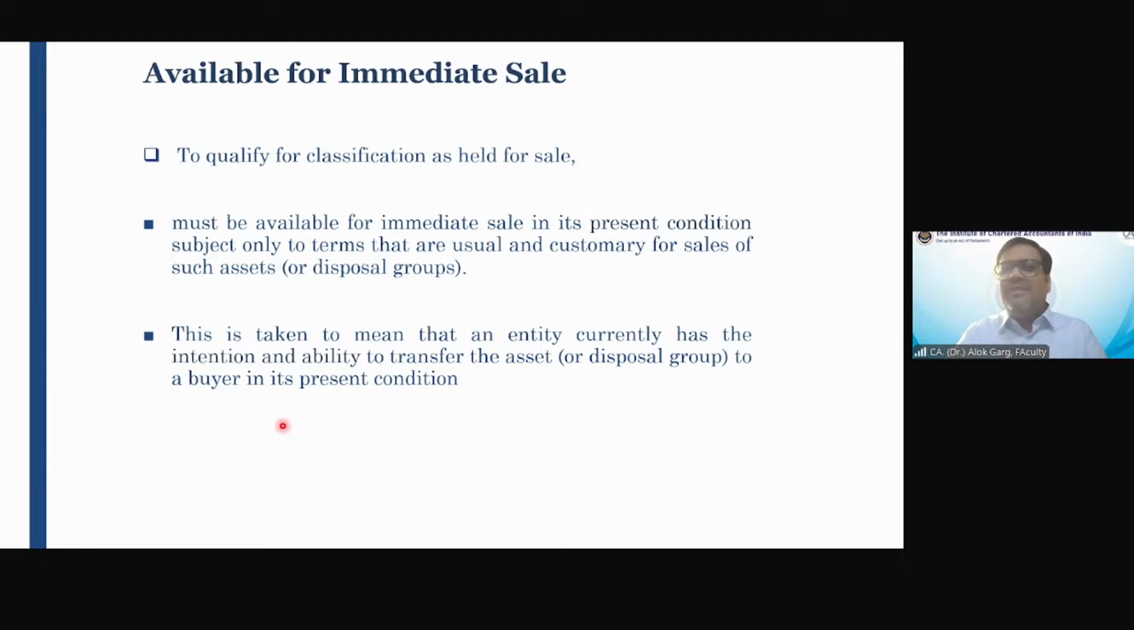Right? Normally when you buy or sell a building, you enter into an agreement to sell. You get the registry done. It will take around 1 month, 2 months. So the asset, or this group of assets, must be available for immediate sale in present condition, subject to the terms that are usual and customary for sale of such assets.